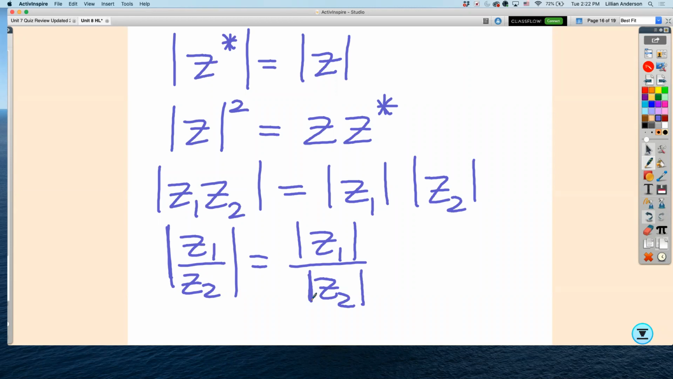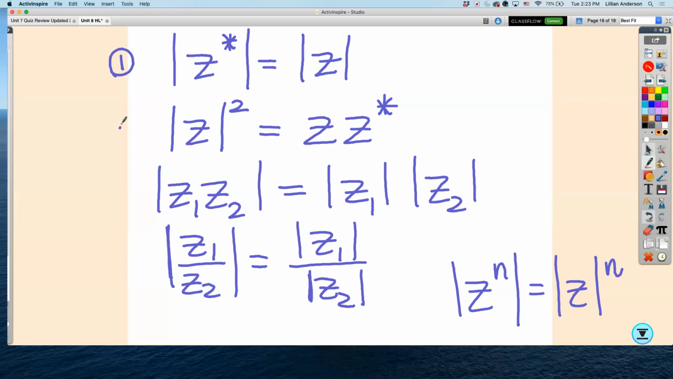And last but not least, when you raise your complex number to a power, it's essentially like taking the modulus of the complex number and raising it to that power. Remember, we're talking about size, length, magnitude.